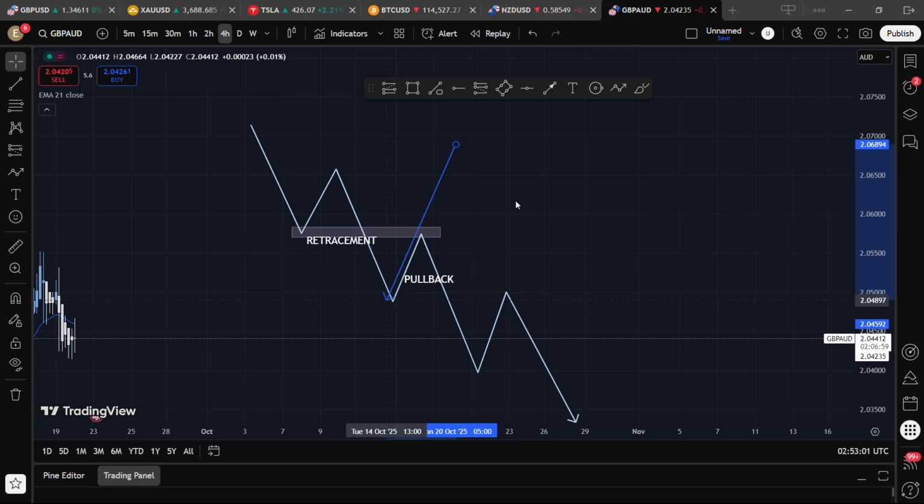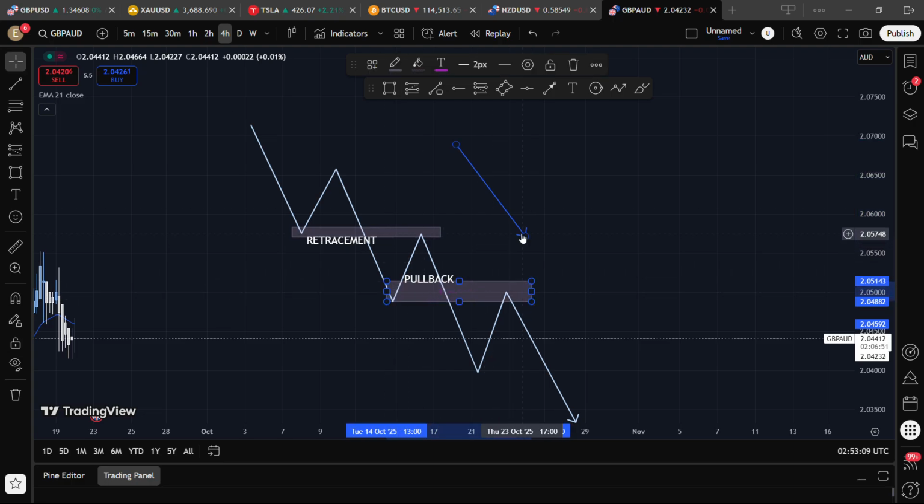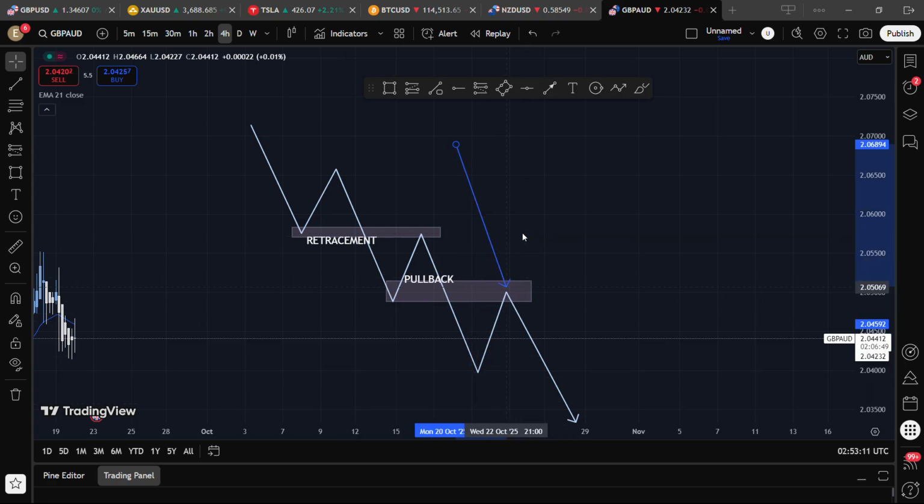The same thing applies to here. You mark, you indicate this lower low here. If the price makes a pullback, then short on this market.